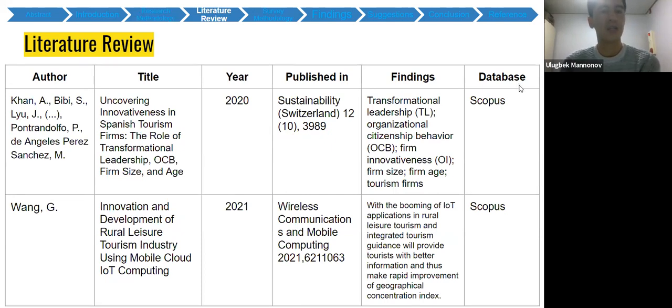Our third article is Uncovering Innovativeness in Spanish Tourism Firms, the Role of Transformational Leadership, OCB, Firm Size and Age, which is also published in Sustainability magazine in 2020. This article is about transformational leadership, organizational citizenship behavior, and firm innovativeness, firm size, firm age, and tourism firms. Our next article is also Scopus article.